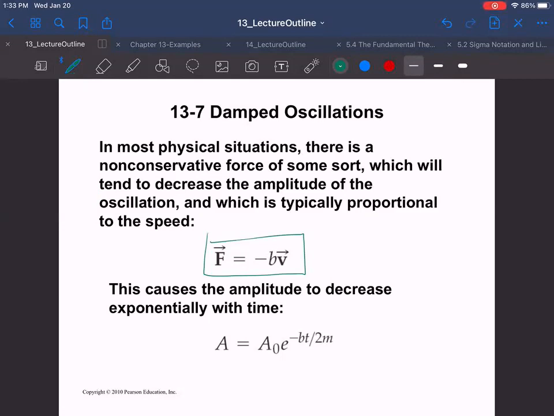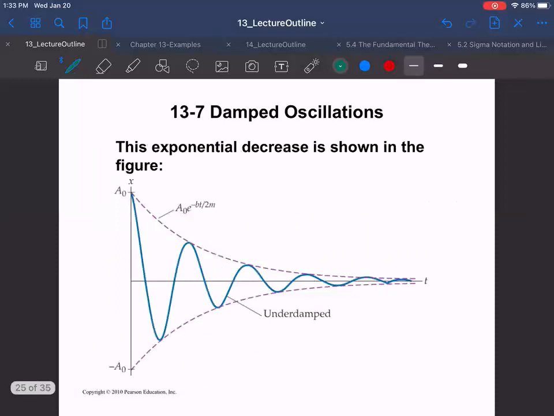But negative b times v, the larger the damping, the greater that b would be for a given velocity. And then it causes some sort of exponential decay. According to this, the amplitude A equals the initial amplitude times e to the negative bt over 2 times the mass. So it's going to decay exponentially. The amplitude will decay something like that. All right, and you can see this exponential decay in the overall amplitude. See, it keeps hitting it in whatever the new amplitude becomes, and the same thing down here.